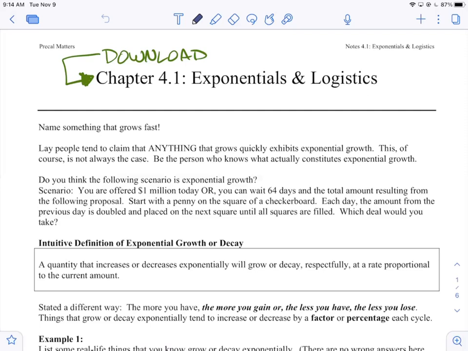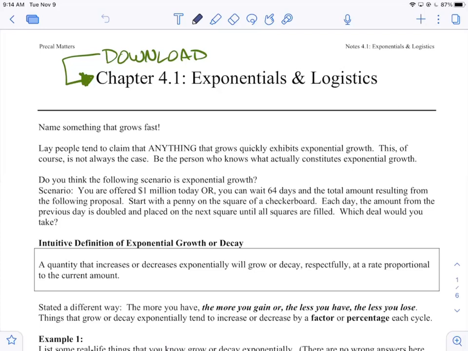The more you have, the more you gain. It is exponential, right? Because look at this. If you go back to here, the quantity that increases, that is your dollar amount, increased at a rate that was directly proportional to the amount. $1 times 2 is 2. 100 times 2 is 200.